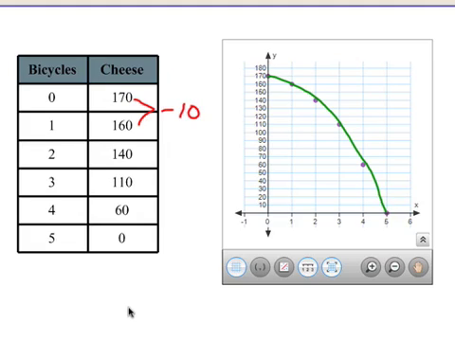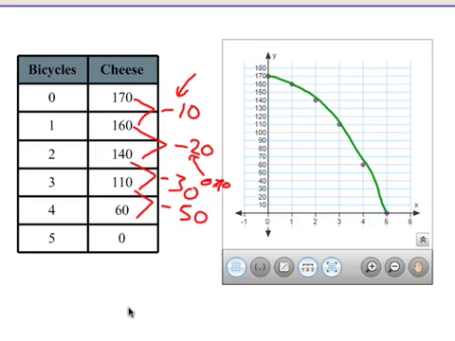If you go between point B and point C, the difference between 160 and 140 is now 20 kilograms of cheese. The opportunity cost of going from one bicycle to two bicycles in your production is 20 kilograms of cheese. If you continue on from point C to point D, you're looking at a difference of 140 and 110, which is 30 kilograms of cheese. 110 to 60, which is 50 kilograms of cheese. And lastly, from point E to point F brings you from 60 to 0, which is 60 kilograms of cheese.